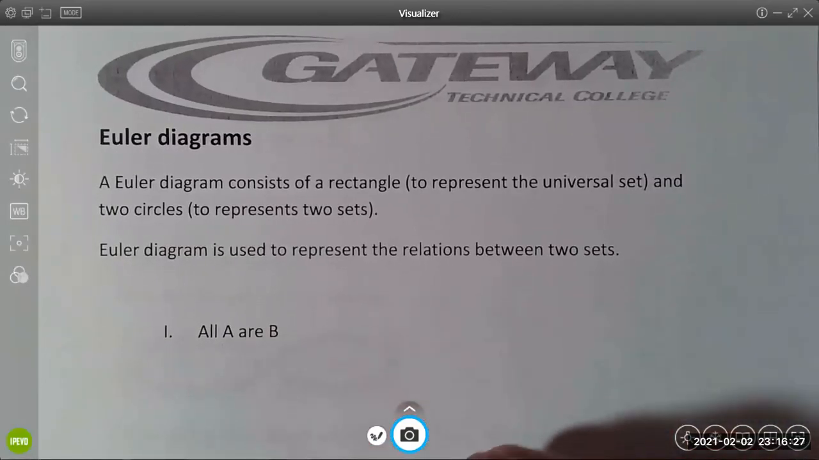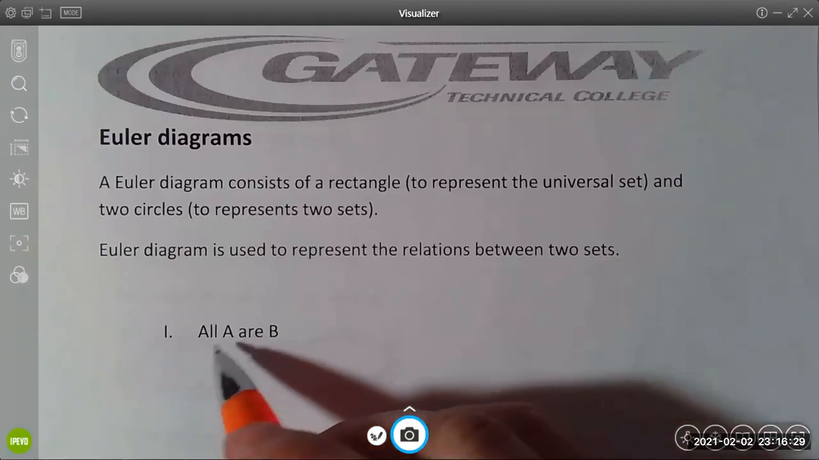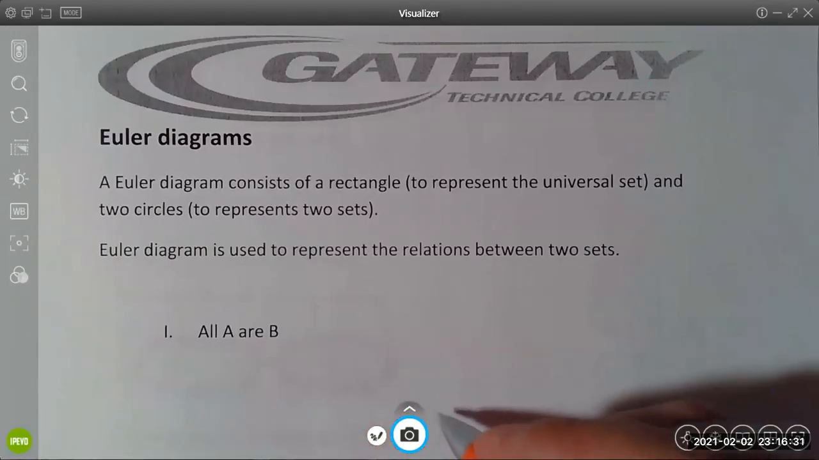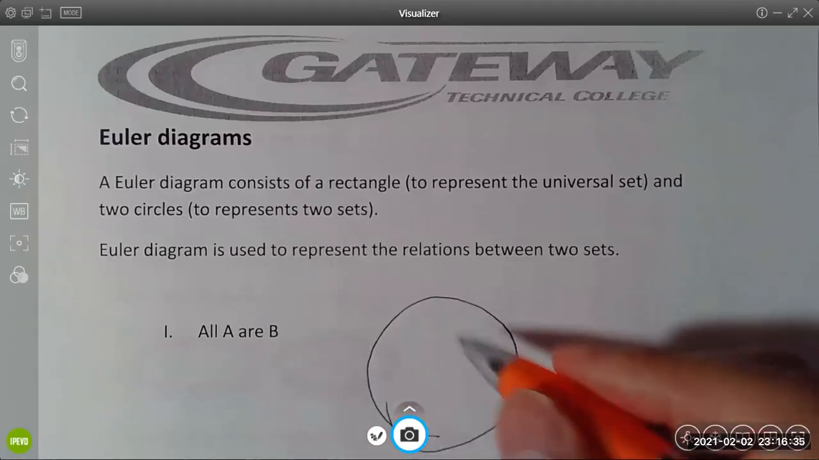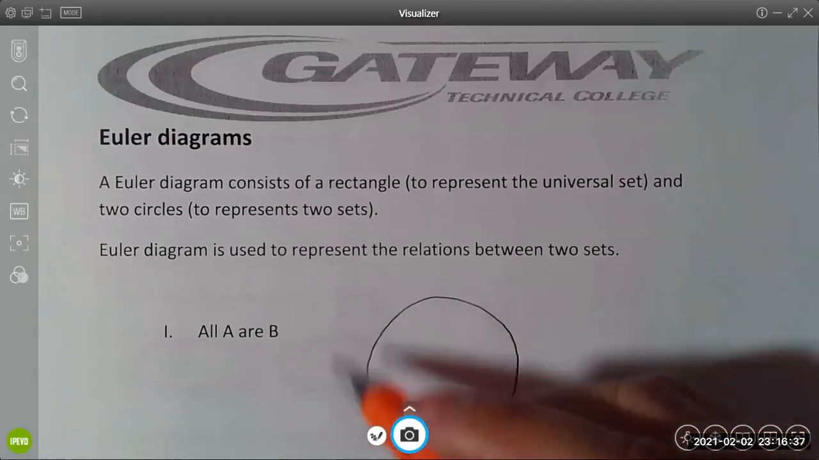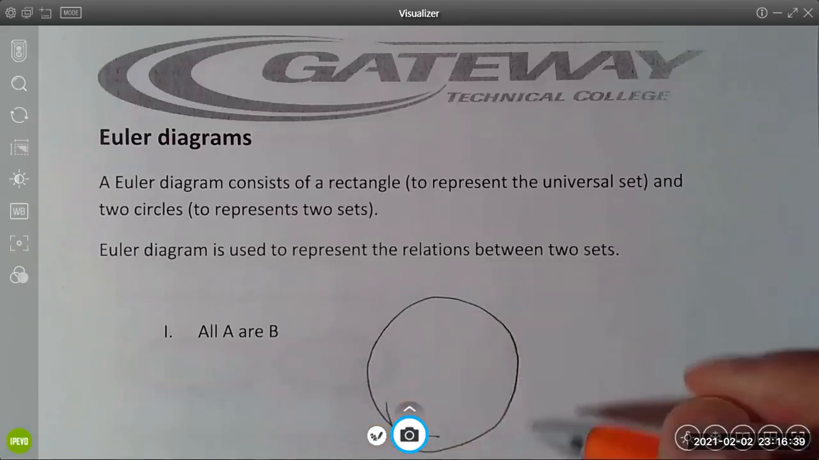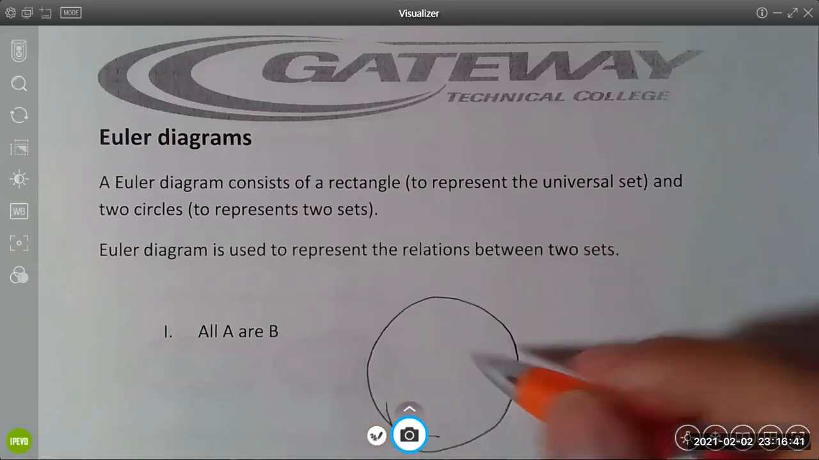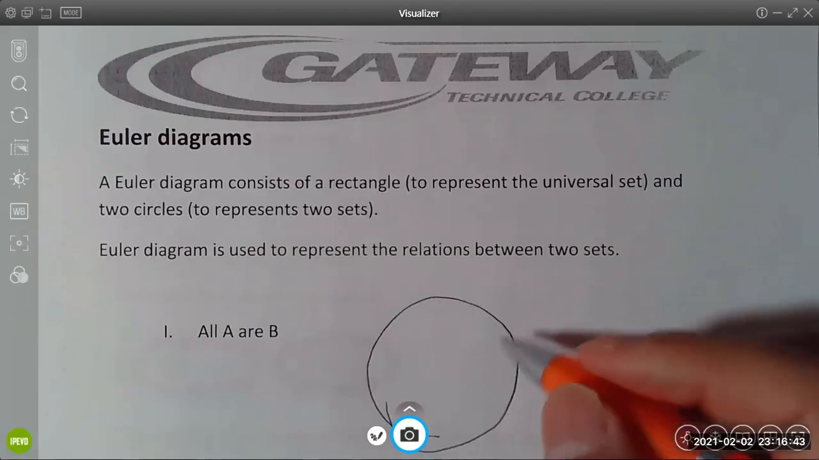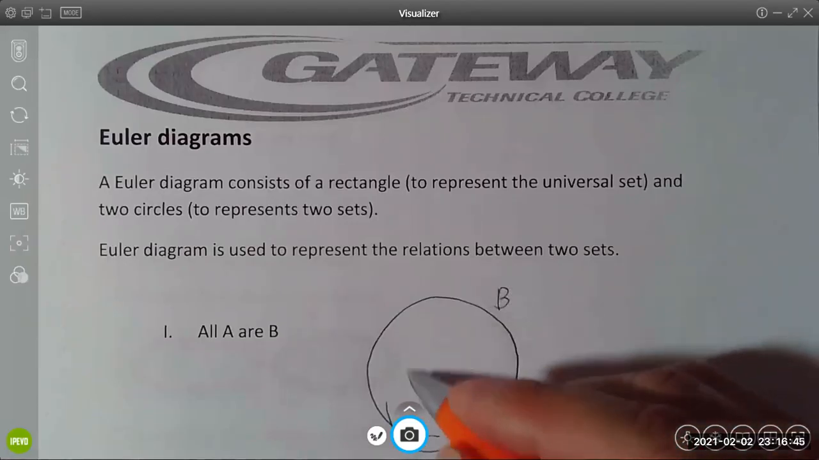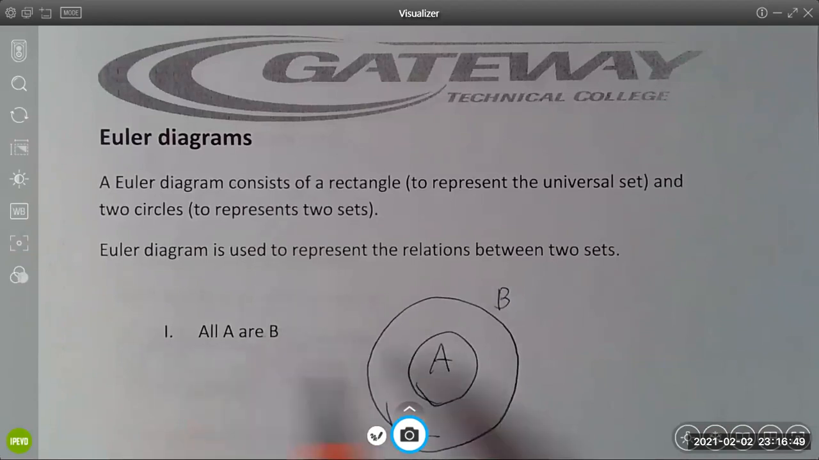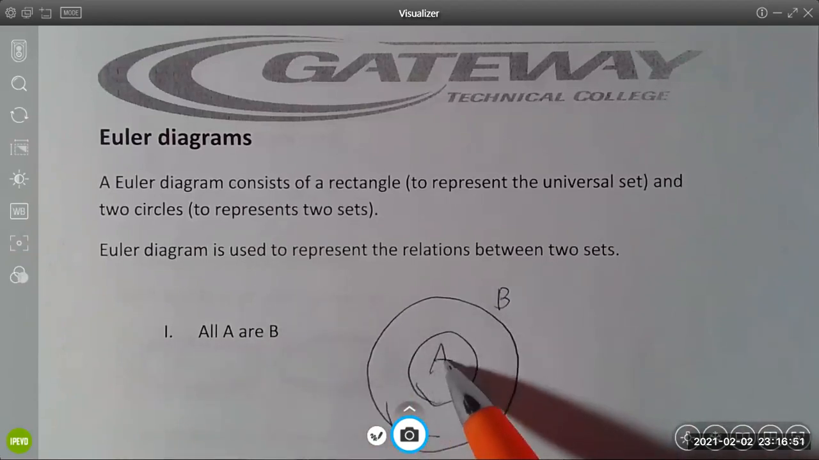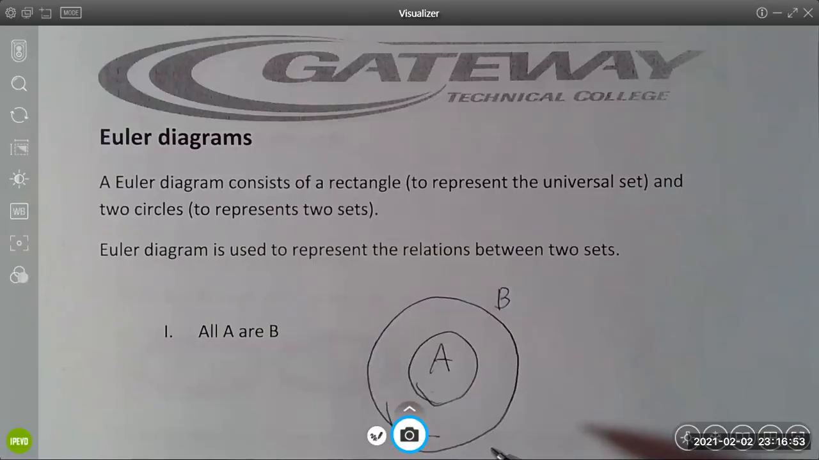This is like models. We have 4 basic models. All A are B. That means A is entirely in B. I'm just drawing these circles because there is always a rectangle surrounding all of the circles. I assume everybody knows that, so I just draw the circles. This is B, this is A. That's how you represent this relation. All A are B. Everything in A is also in B automatically.